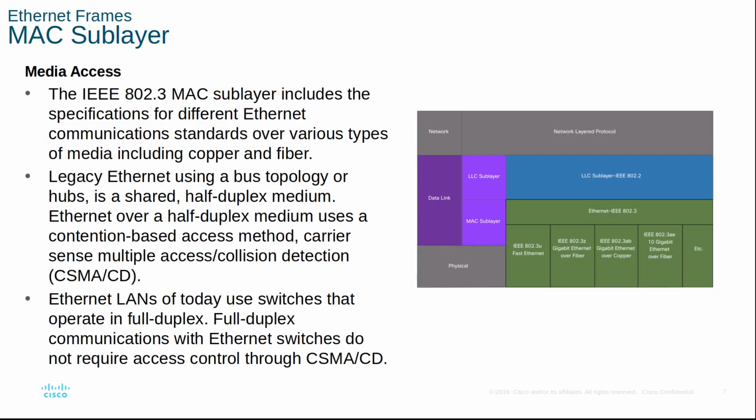The 802.3 sublayer includes specifications for different Ethernet communications over different types of media, such as fiber and copper and wireless. Legacy Ethernet using bus topology or hub is half duplex. Ethernet is half duplex if you're using wireless, and if you're using modern switches, they all operate in full duplex, which is great because full duplex communication and just having a switch eliminates collisions, so you don't need CSMA/CD at all.